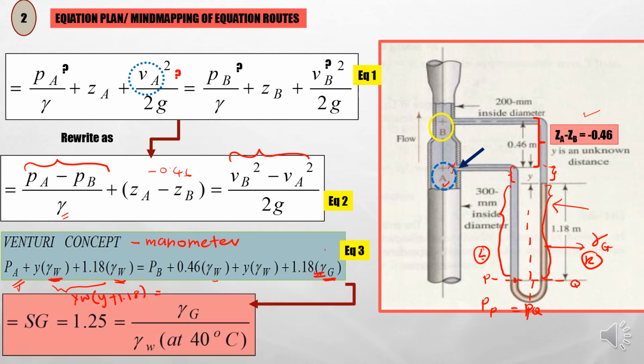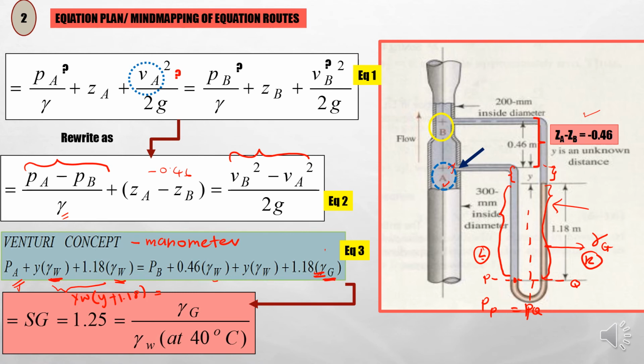The γG here, we can get by using the information of specific gravity given in the problem. The specific gravity given is 1.25. We know that specific gravity is the ratio of the specific weight of the liquid, in this case, divided by the specific weight of the water at 4 degrees C, which is γW, and the value is 9.81.